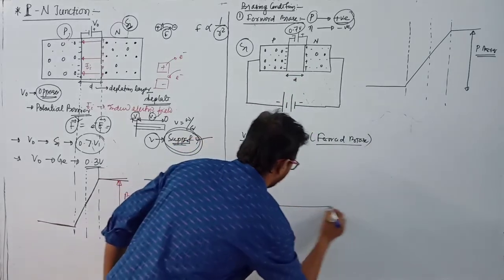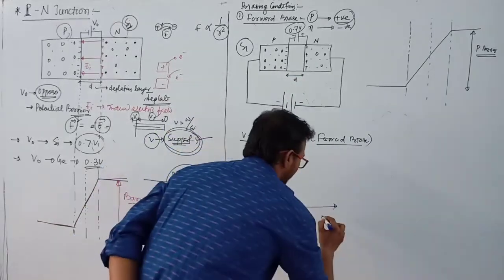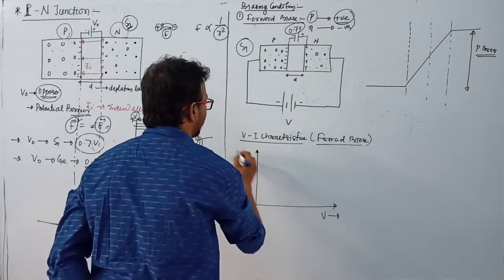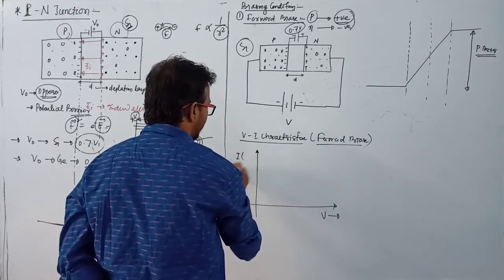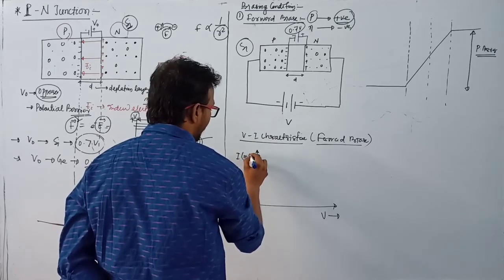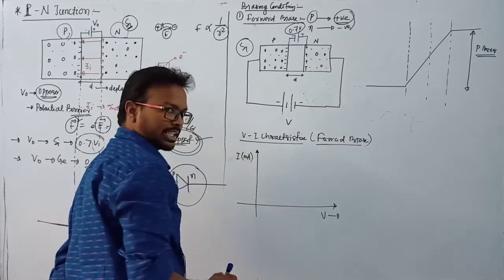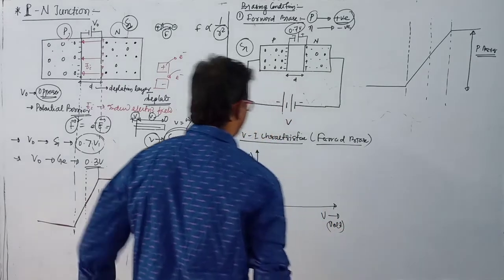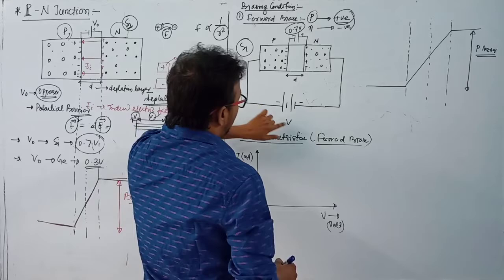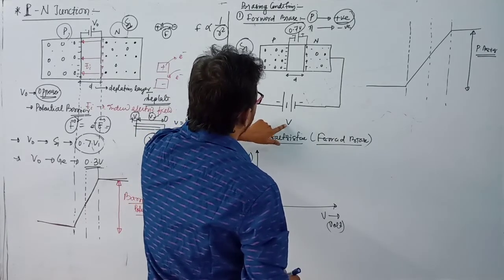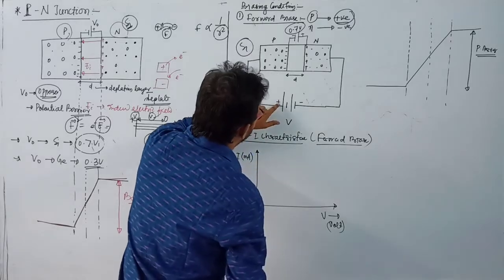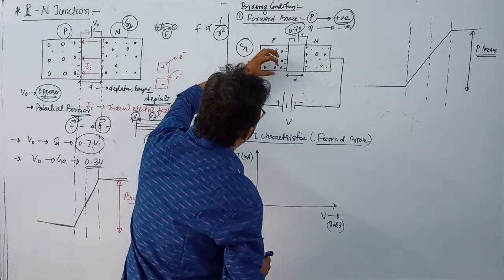Clear? And here I am taking potential, and here I am taking current, and this current is always measured in milliampere. Clear? Or you can take it in volt. Okay. Now when we apply this potential, this is the positive terminal and here the negative terminal, then this positive terminal attracts electrons.